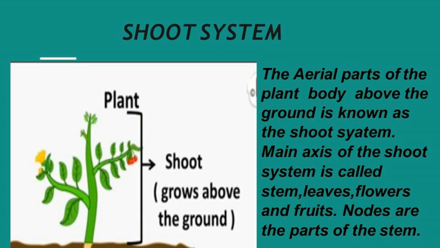Main axis of the shoot system is called stem. The shoot system contains stem, leaf, flower as well as fruits. Stems grow above the soil. It grows towards the sunlight. It has nodes and internodes. Nodes are the parts of the stem where leaves arise. The part of the stem between two successive nodes is called internode. The bud at the tip of the stem is known as apical or terminal bud, and the buds at the axis of leaves are called axillary buds.